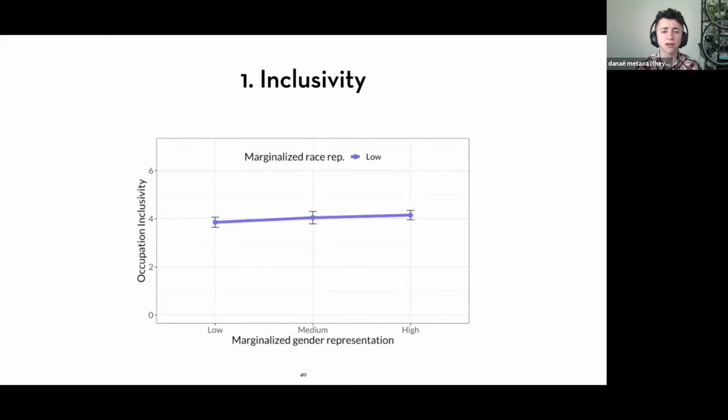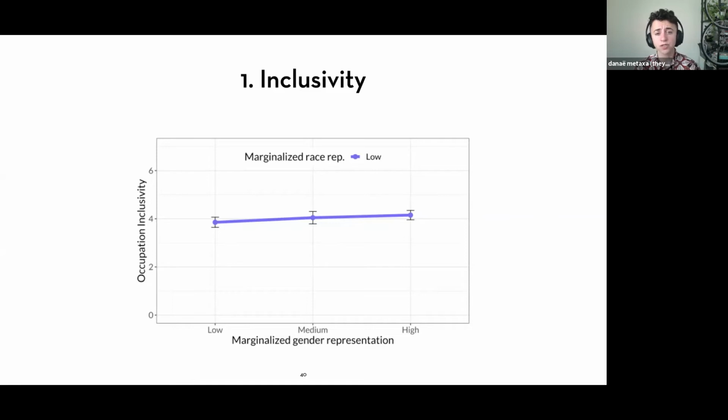First, let me briefly explain how to read these figures that I'm about to show you. So the first dimension I varied, gender, is shown here along the x-axis. We can see how participants' perceptions of occupation inclusivity changed as the proportion of women in those search results increased. And in this case, not very much, it's a relatively flat line.